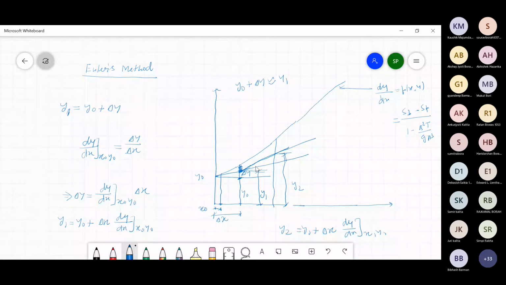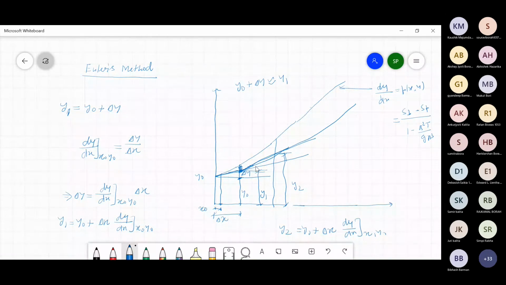So that means the curve you are applying is now shifting in this way. Ultimately, you are getting this type of curve rather than this type of curve in Euler's method if your delta x is not very small. So Euler's method can be applied for a very small delta x only. Clear? Yes, sir. Very easy.